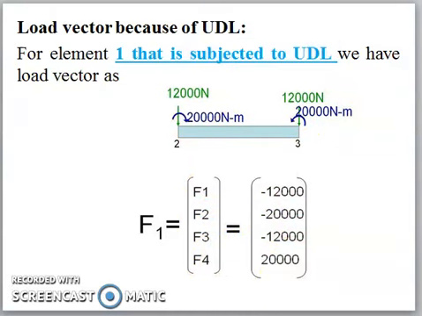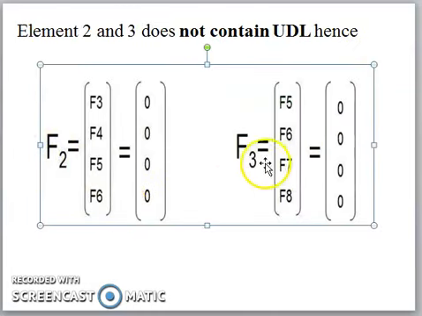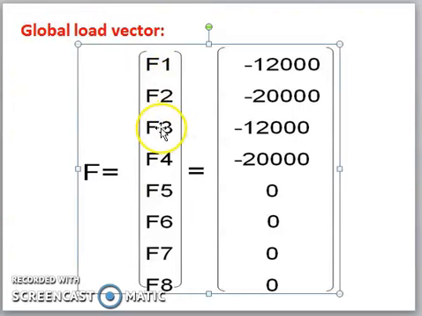Now similarly, the second element and third element do not contain UDL. They do not contain UDL. Okay, so write F3 F4 F5 F6 directly as 0. Again F5 F6 F7 F8 is 0. Then you write directly the global load vector, that is F1 plus F2 plus F3. The global load vector is F1 F2 F3 F4 F5 F6 F7 F8. So I add up all the forces, and you will get the answer.